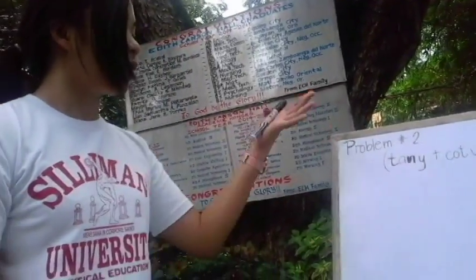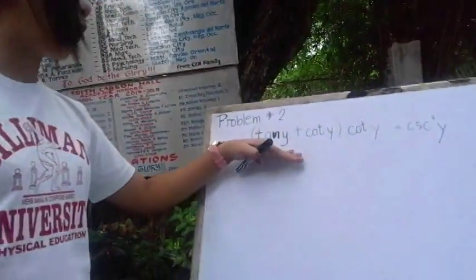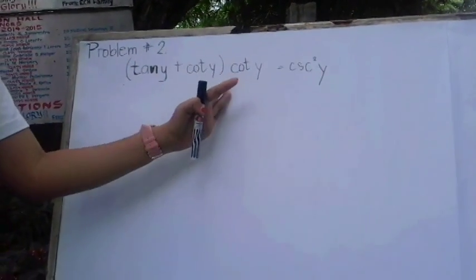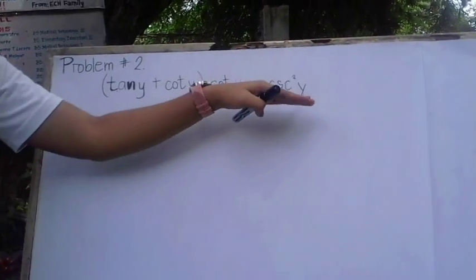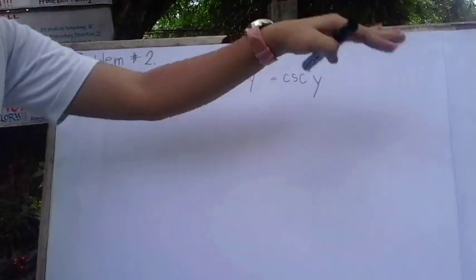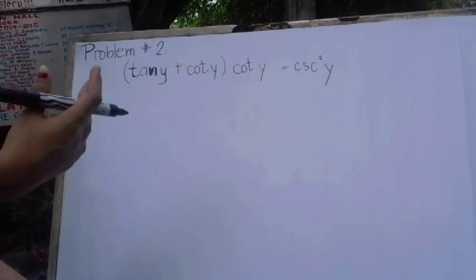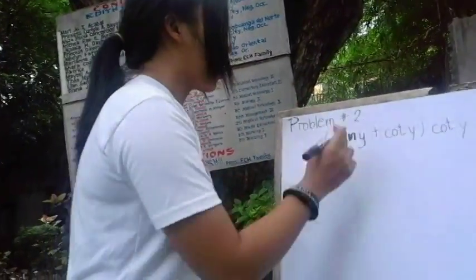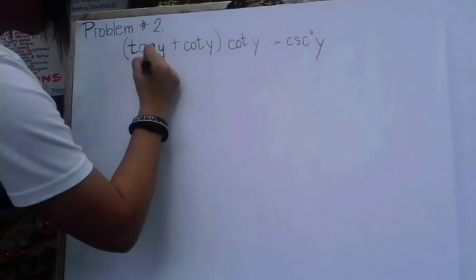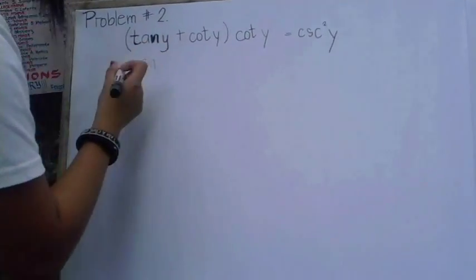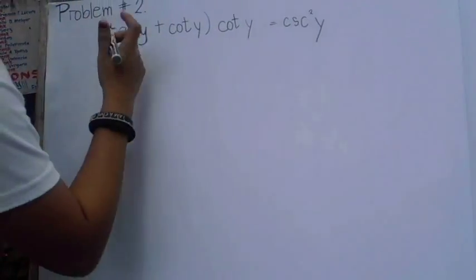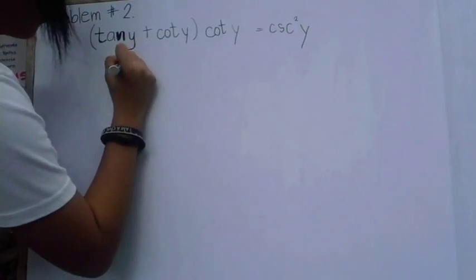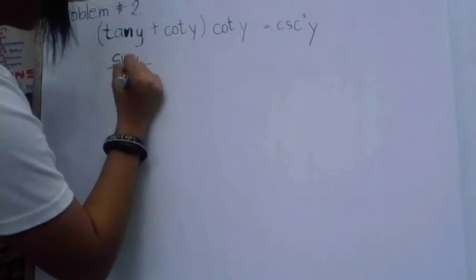We are in problem number 2. The problem is: the quantity of tangent y plus cotangent y, multiplied by cotangent y, is equal to cosecant squared y. So again, the first step is we will substitute the values in terms of sine and cosine. Now, the ratio identity for tangent y is equal to sine y over cosine y.